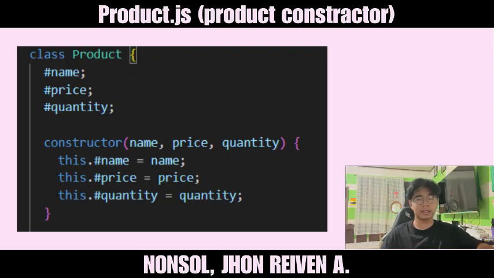In order to achieve that, the user input is equal to the values that will be enabled in this class. We use this.name equal to name, this.price equal to price, and this.quantity equal to quantity.